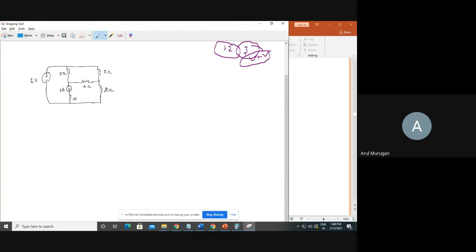Coming to here, what is this one? Is it a mesh or a super mesh? See, between the two loops, here loop 1 is there, here loop 2 is there. The current source is intersected, so it's a super mesh. Then, as usual, you assume the directions. You can give numbers 1, 2, and 3. I will assume them. Your assumption can be clockwise or anti-clockwise.